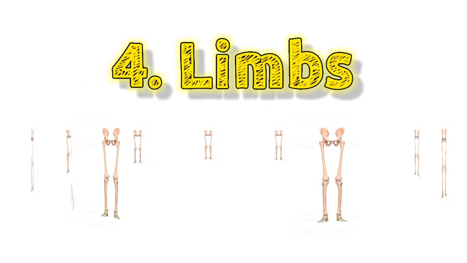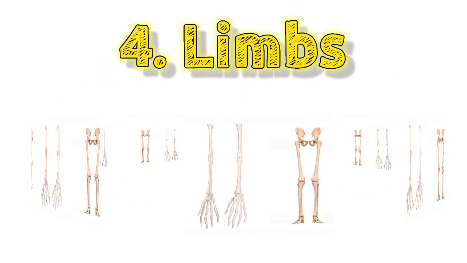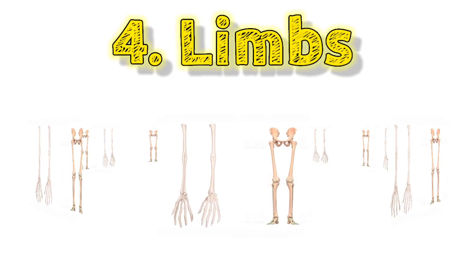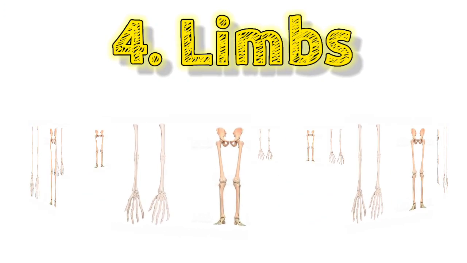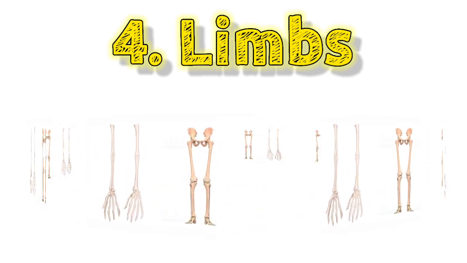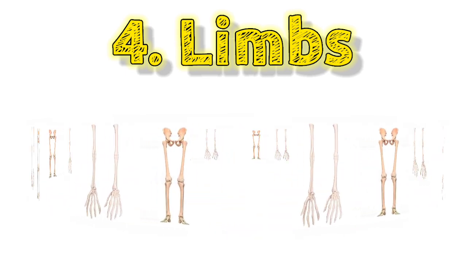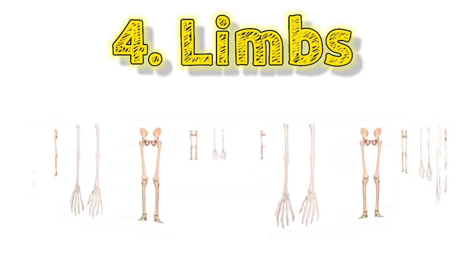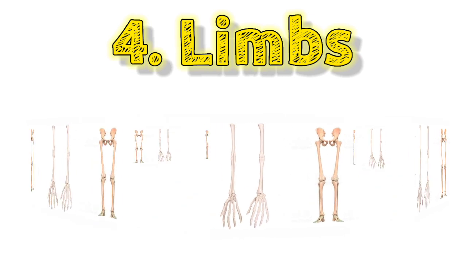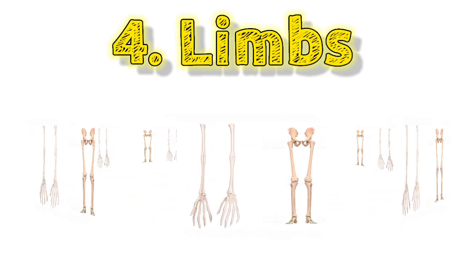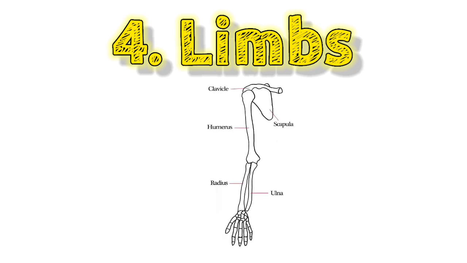The limbs. There are 2 pairs of limbs. Number 1, a pair of forelimbs or arms. Number 2, a pair of hind limbs or legs. The bones of the arms are joined to the spine by the shoulder girdle and the collarbone. Our upper arm has only one bone called humerus. In the lower arm, there are 2 bones called radius and ulna.